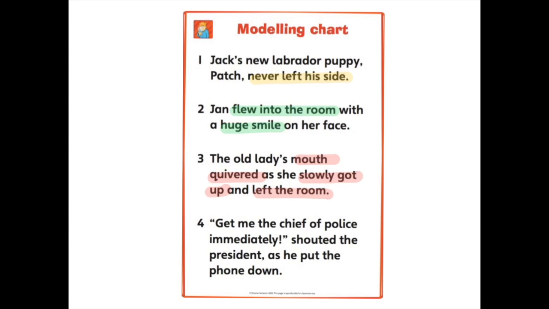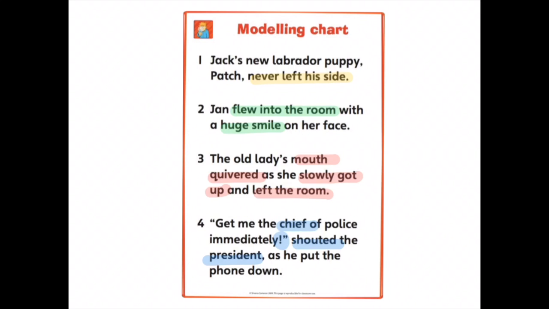And the last sentence, get me the chief of police immediately, shouted the president as he put the phone down. Well, I've got an exclamation mark here that I'm going to use as a clue. I've got shouted, and I've got the president, so it must be something really important. Also, he wants the chief of police. He doesn't just want any policeman. So I can't infer exactly what's going on, but I've got some pretty good clues that something pretty serious is going on.